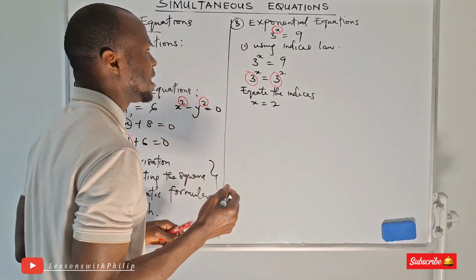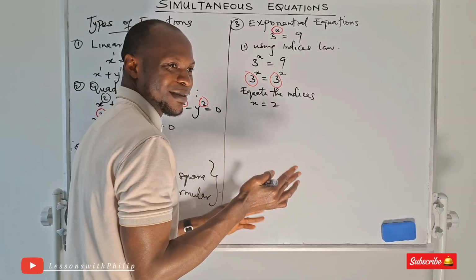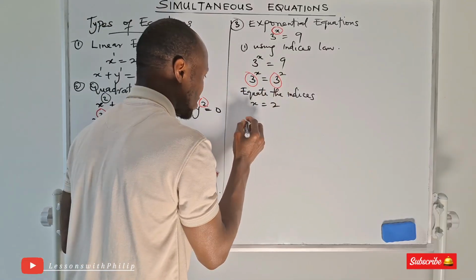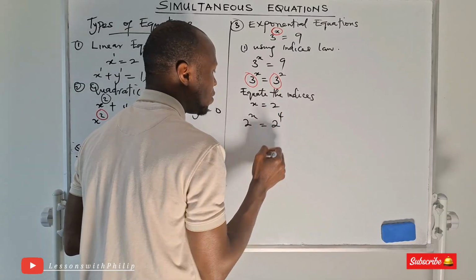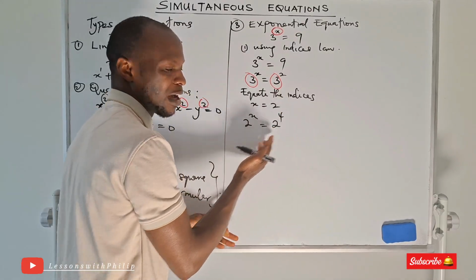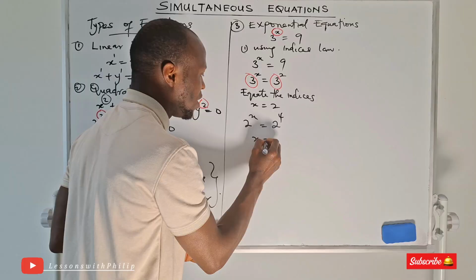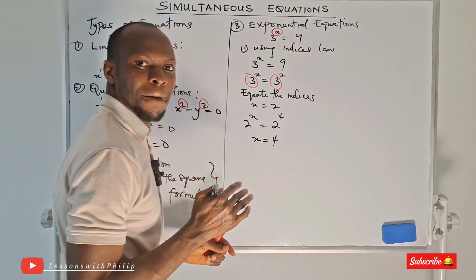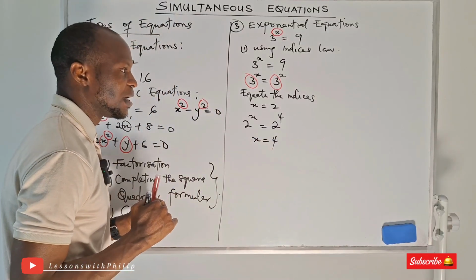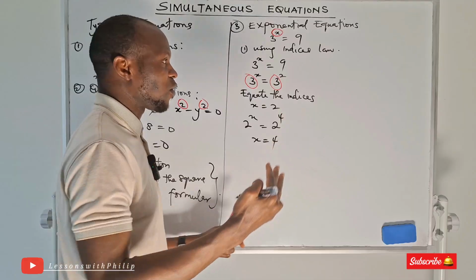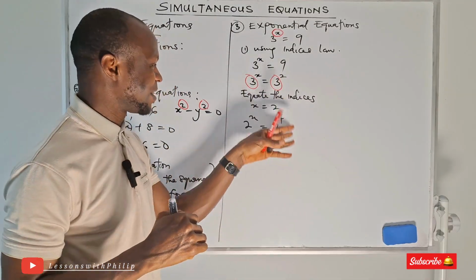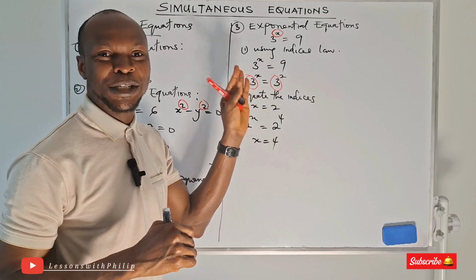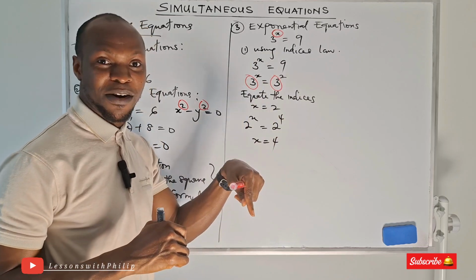There are some of the indices whereby they are already like this. For example, if I have 2 raised to power x equals 2 raised to power 4, you don't need to worry yourself. This can be solved directly by saying x equals 4. Simple. Okay? There are different laws of indices. We have dealt with the law of indices. You can check our page also. If you don't understand what I've done, just go to law of indices in our videos.